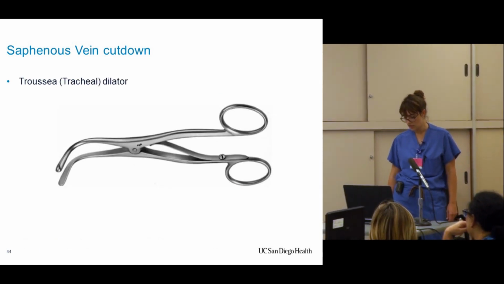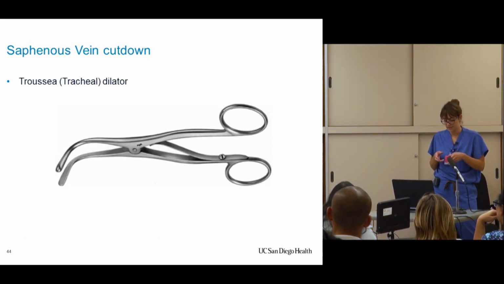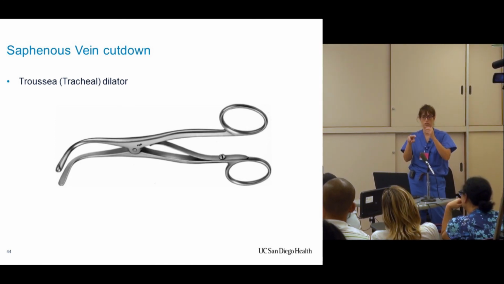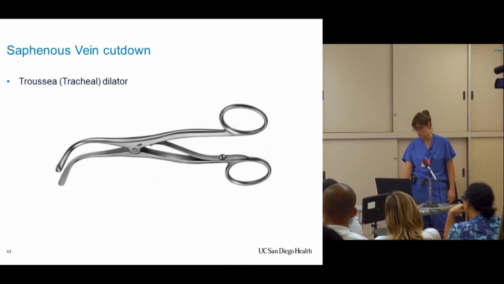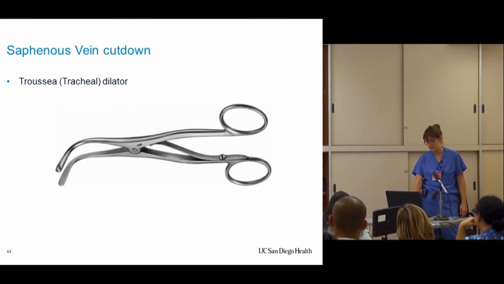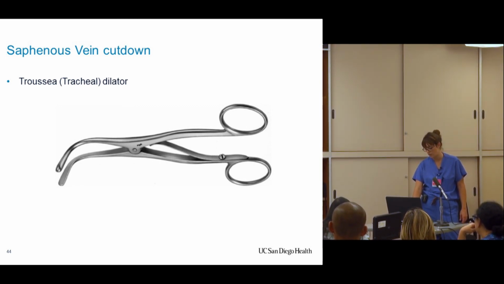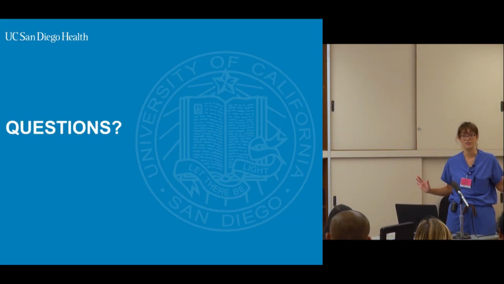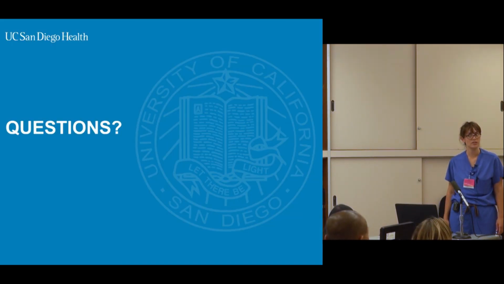Sorry, I have too many slides. So this is the dilator. It's rounded on the sides, and you squeeze it, and it spreads out like this, and it'll actually spread the trachea open so we can get the tube down in. You don't necessarily need this, but it can be helpful. Okay, that's the end. Sorry, that was really long. Questions?